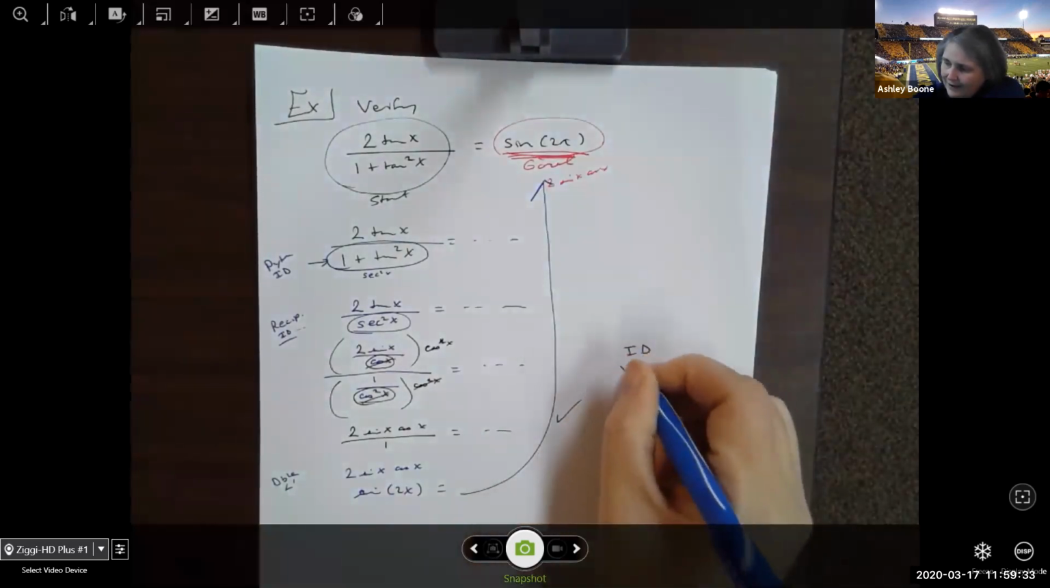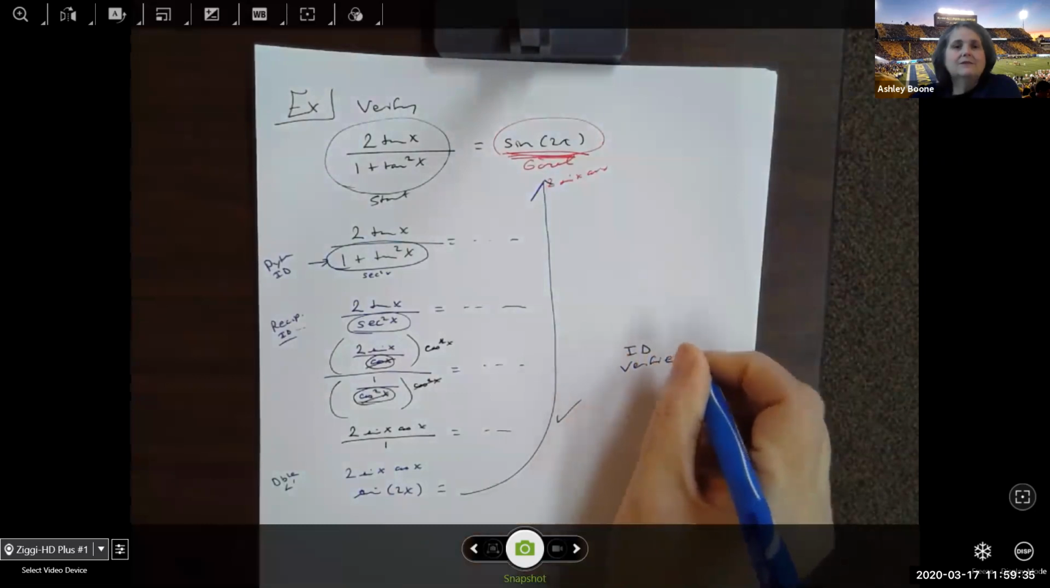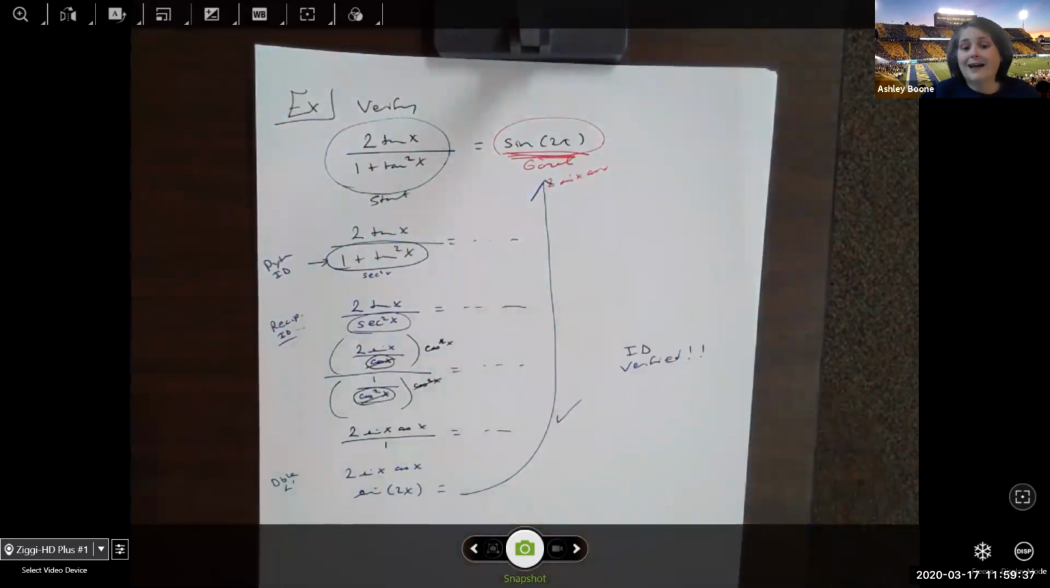Identity verified. So you can absolutely work from either side, and one side may be easier than the other. It just depends on what you have going on. So there we go. Go ahead, try your homework, see what questions you're having.